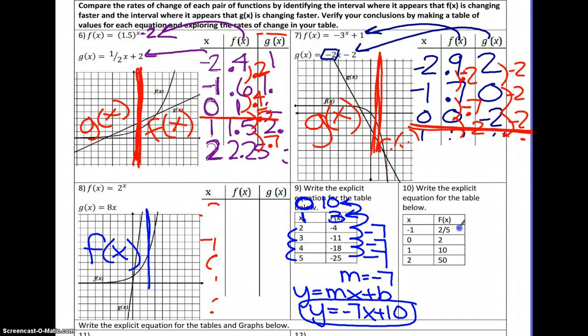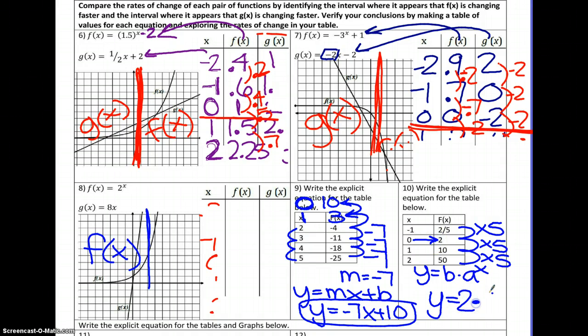On this one, notice, okay, the x's go by 1, so that's all good. And here, 2 to 10 to 50, that's getting pretty big, and this is multiplying by 5. And therefore, we need y equals b times a to the x. We need exponential. The 0 number is 2, and it's times 5 to the x. And that's it.